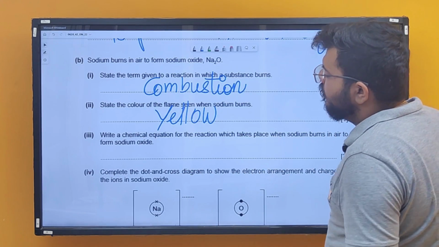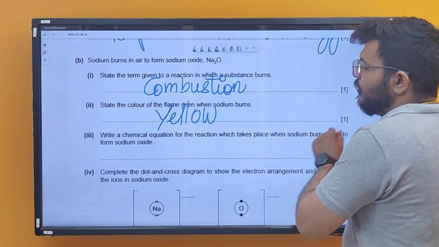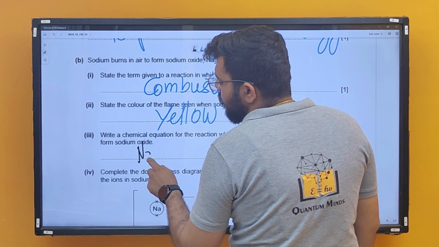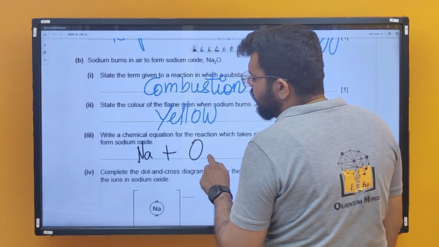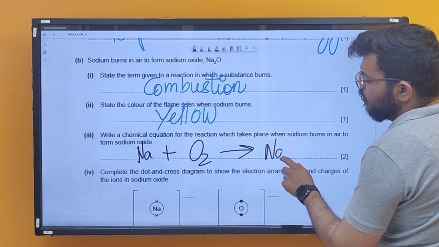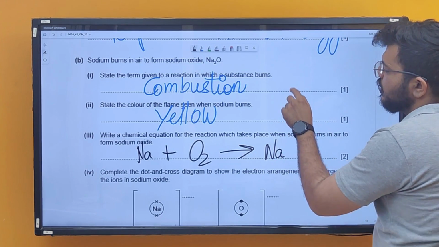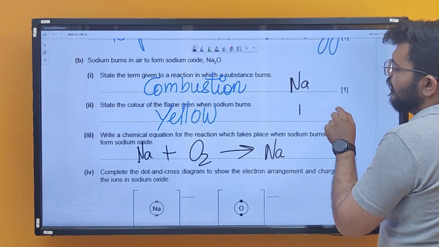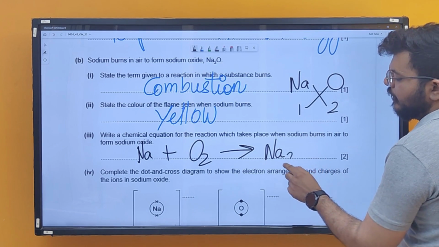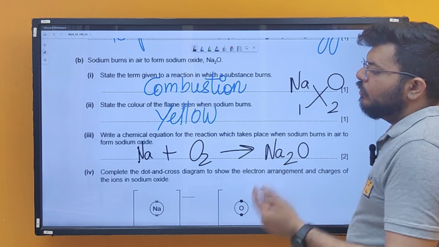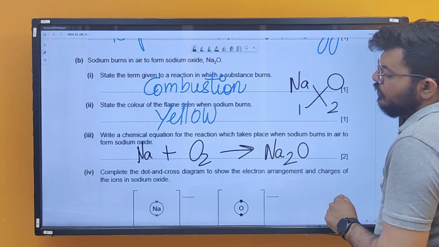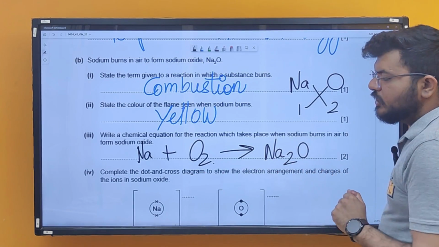Write a chemical equation for the reaction which takes place when sodium burns in air to form sodium oxide. So sodium burns in air, right? What is it reacting with? Oxygen of air to form sodium oxide. Now, how do I deduce formula of sodium oxide? See, sodium has a valency of 1, oxygen has a valency of 2. I cross multiply and find out that sodium oxide is Na2O. Now I need to balance this reaction. For balancing, there are 2 sodium, 2 oxygen and 1 oxygen here.